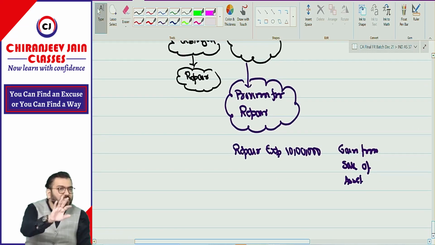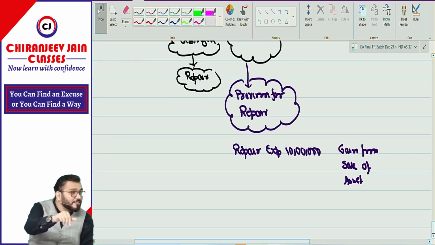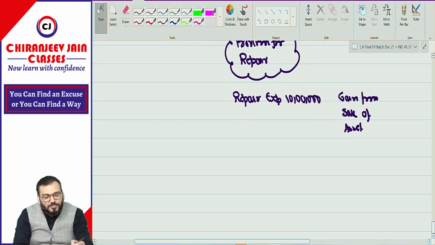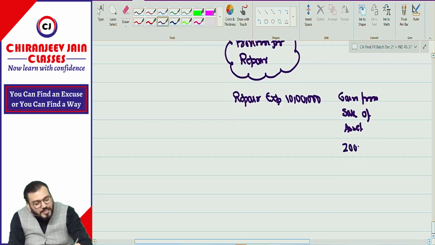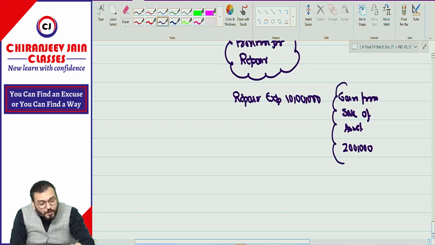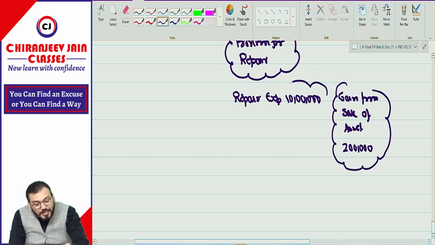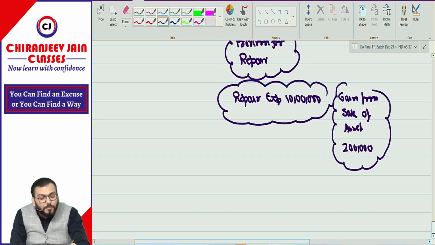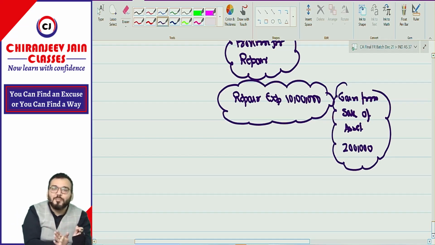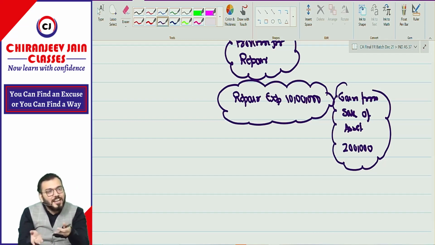The repair expenditure will be 10 lakh, and if the asset is sold after repair, they may gain from sale of the asset. Let me assume that they have estimated it will be 2 lakh. This is also one estimation. The question is: should we consider the gain from sale of asset to calculate the amount of provision? Means amount of provision will be 10 lakh or 8 lakh. Means gain from sale of asset should not be considered. That point is only written.